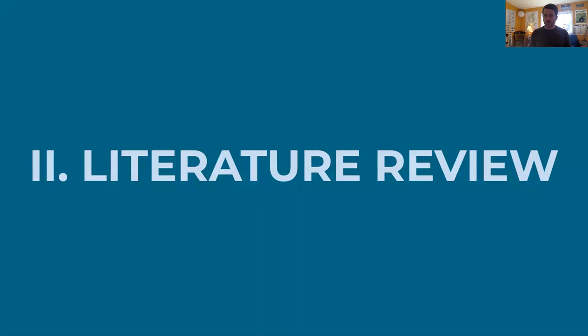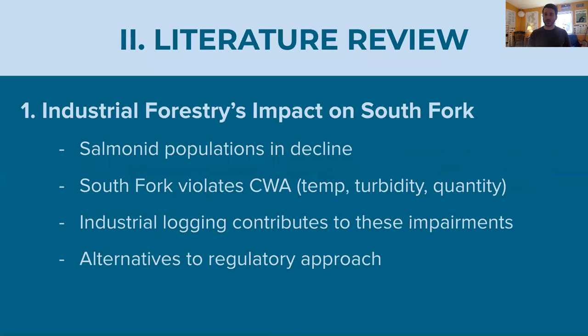Okay, so that was a really quick overview of the South Fork. Let me get into some of the literature regarding industrial forestry and the role it plays in degrading salmon habitat. So industrial forestry, as I will be demonstrating, has led to a decline in salmon populations. There really is no debate about that in the scientific community. That's objectively true. It's just a matter of how much that's been the case, and that is up for debate. The South Fork, as I went over, violates the Clean Water Act for temperature, turbidity, and water quantity.